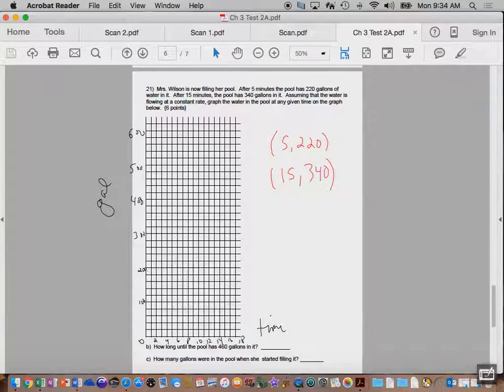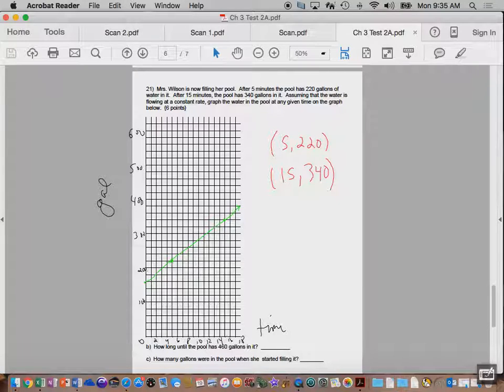Okay. Graphing it. Let's graph the points. 5, 220, there's 5, 220. And now 15, 340. Now, this is the tricky part. Let me see if I can count the slope here. 1, 2, 3, 4, 5, 6. 1, 2, 3, 4, 5, 6, 7, 8, 9, 10. So that would be 5 and 3. That puts me right here.